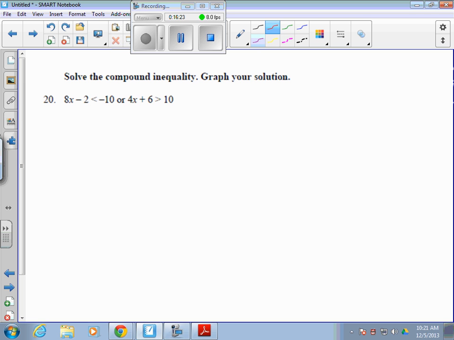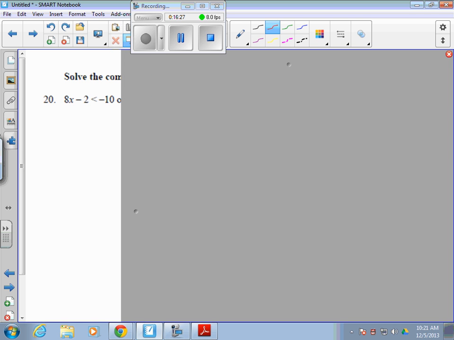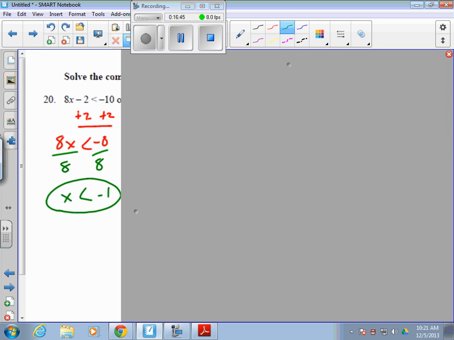Then solve this compound inequality. It's an or one again, so look at it as two separate problems. Look at this one first. Get rid of -2 by adding it to both sides. 8x is less than -8. Get rid of multiply by 8 by dividing it on both sides. X, you have -1 on this side. You leave the symbol alone because you don't divide by a negative number.